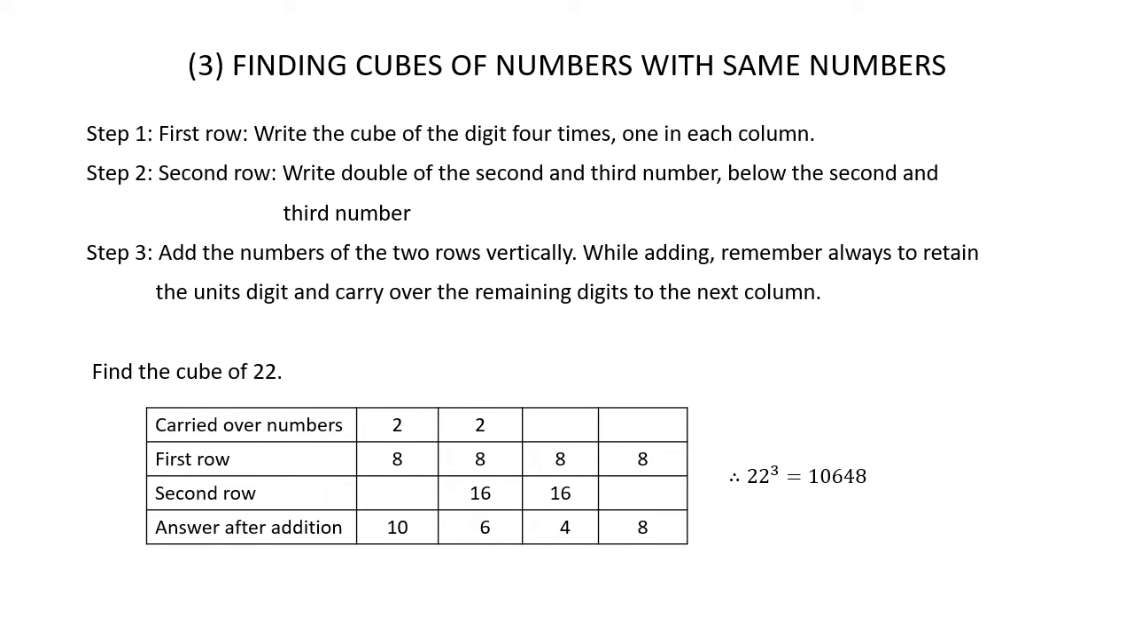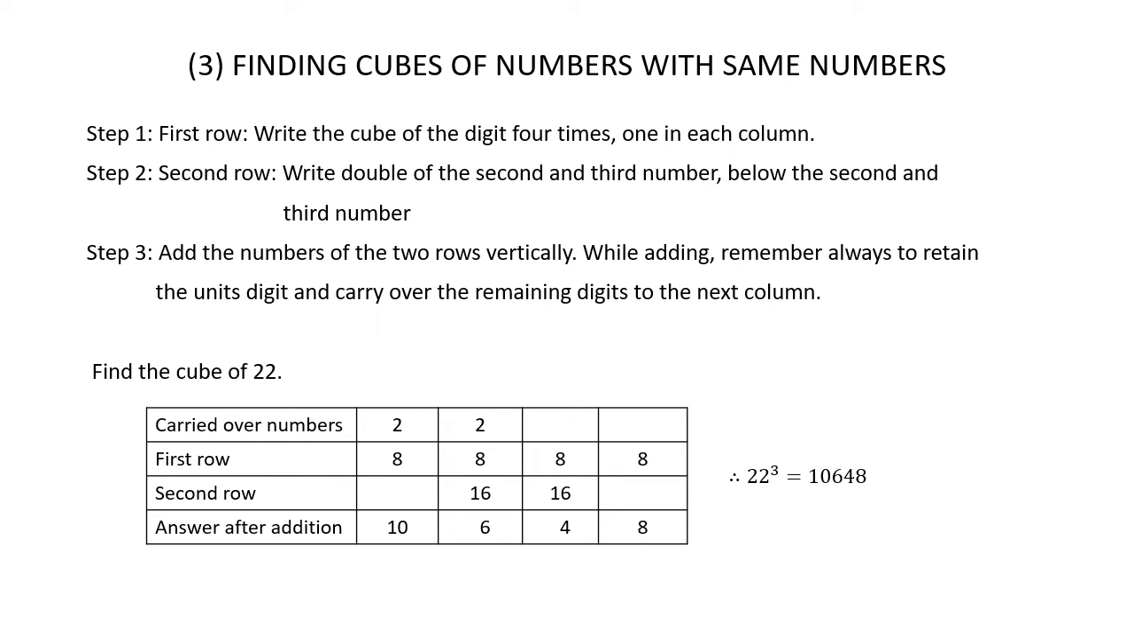Now double of 8 is 16. Write 16 below 8. Now add the numbers in the first and the second row. Since 8 is a single digit number, write 8 as it is in the answer. 8 plus 16 is 24. Write 4 in the answer and carry over 2 to the next column.